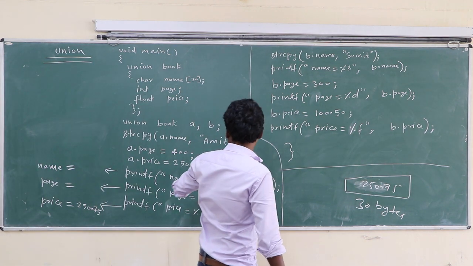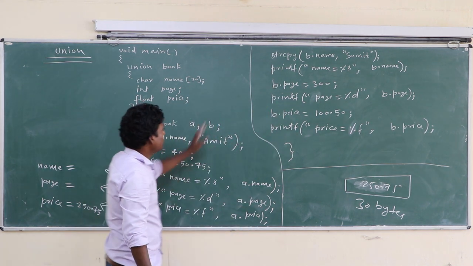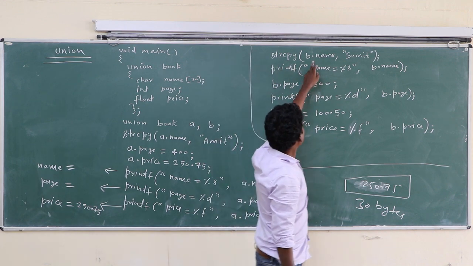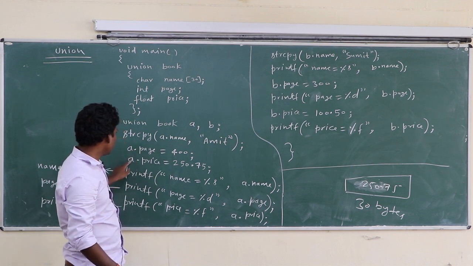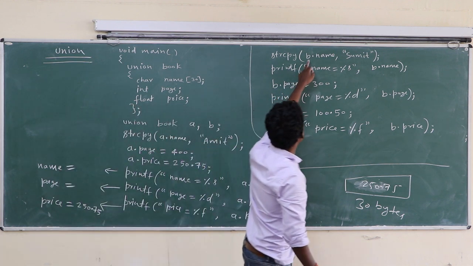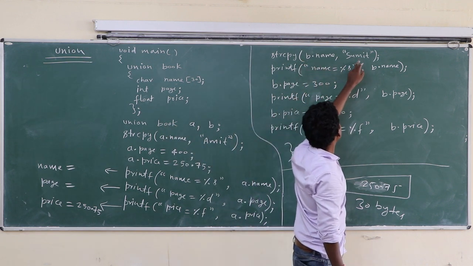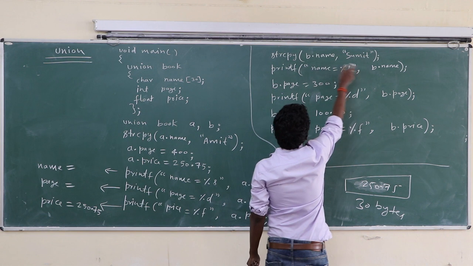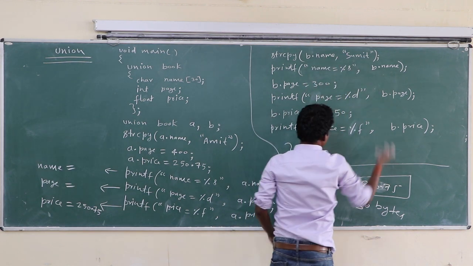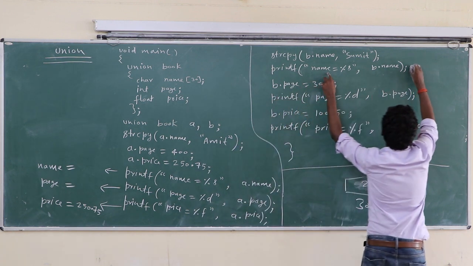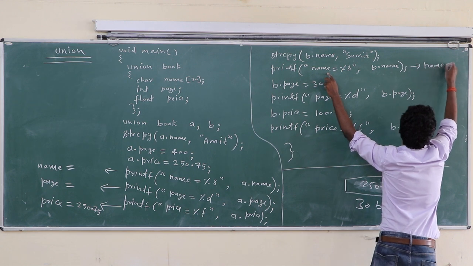Class, after this statement there are some more lines here. Here b is another variable of this union. So b dot name is Sumit, strcpy copies Sumit into b dot name, printf name equal to %s. Here the result will be name equal to Sumit.